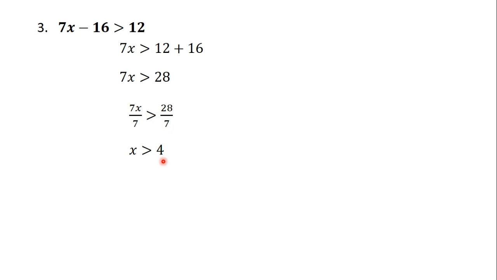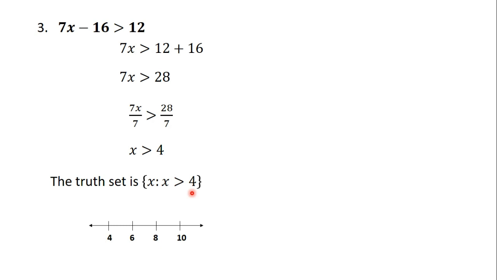The question said we have to find the truth set. So you write the truth set as x is such that x is greater than 4. By this time, you should know how to write the truth set for your answer. The question also told us to illustrate our answer on a number line. So as I said, you draw a simple number line. Make sure that the number in your answer is on the number line. The number in our answer is 4. So make sure that 4 is on the number line.